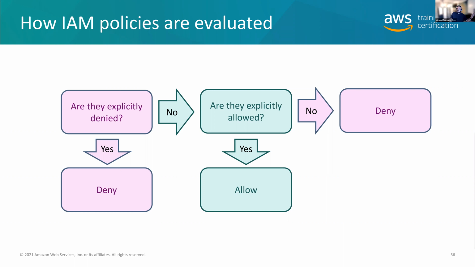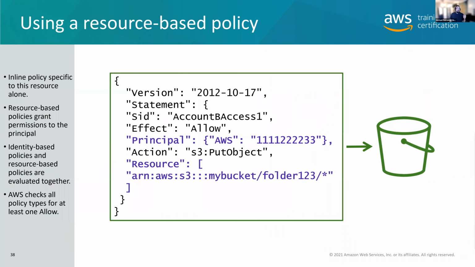Now that's us looking at an identity-based policy that has conditions in it. What about a resource-based policy? Well, in resource-based policies, notice that there is a principal listed there. So for the first time, we're seeing a principal inside of a policy statement. Now, this is allowing someone to put an object inside of the contents of this specific folder on this specific bucket with this specific account.